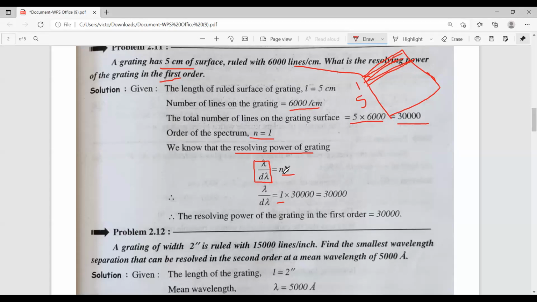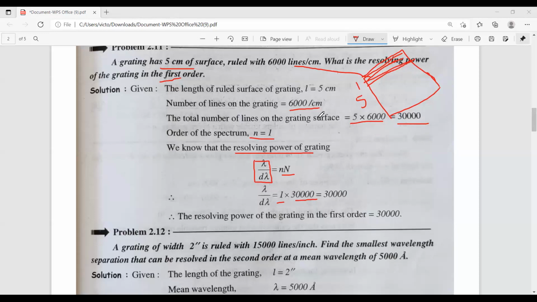Now, the capital N value we have to substitute here. That is 1 into 30,000, so this value is equal to 30,000. Therefore, the resolving power of the grating in the first order is 30,000.